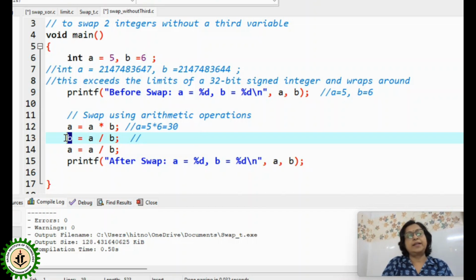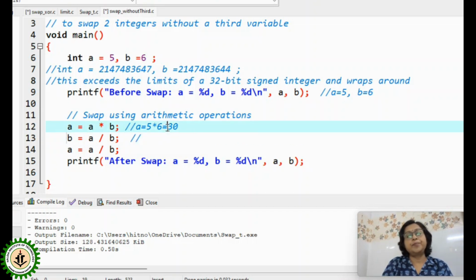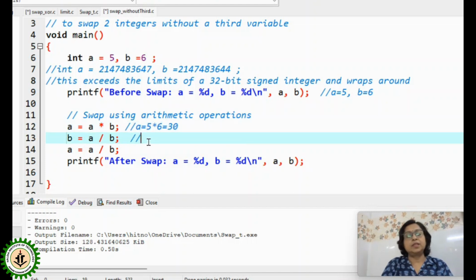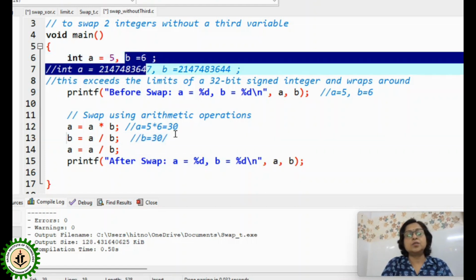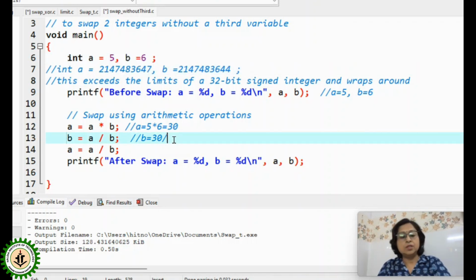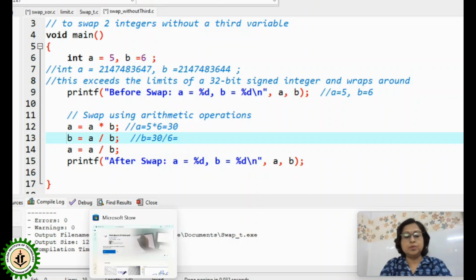B will be assigned the value of A divided by B. Now what is A? A is 30. So 30 divided by B. What is B? Initially it is 6. So here also there is no change. So it will be 6. And then what will be the value? It will be 5.